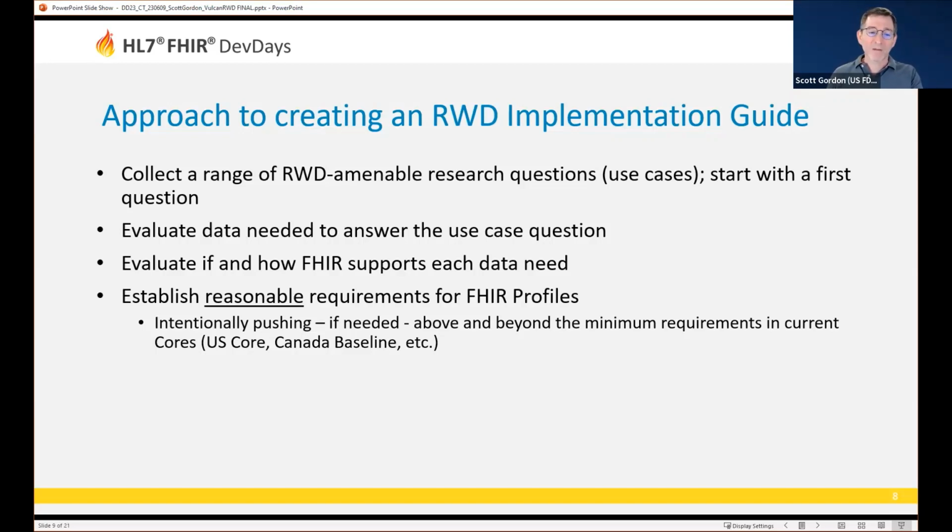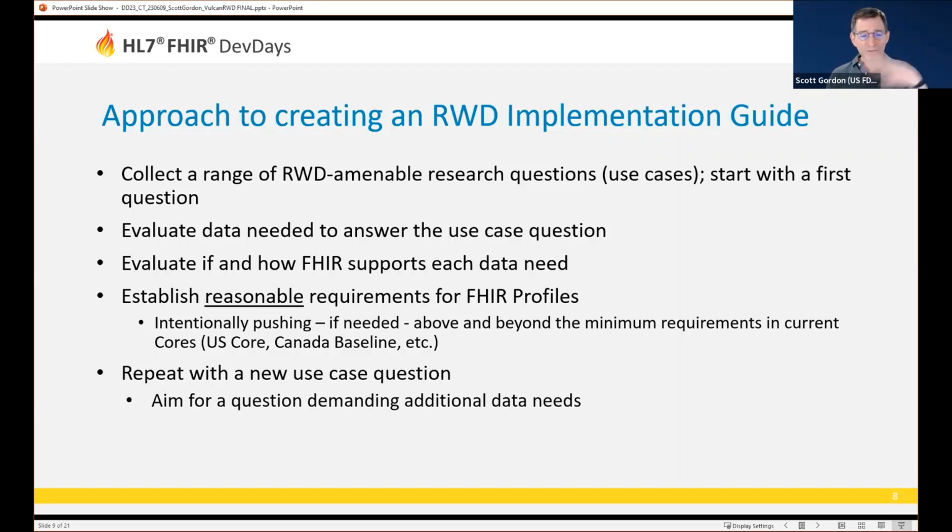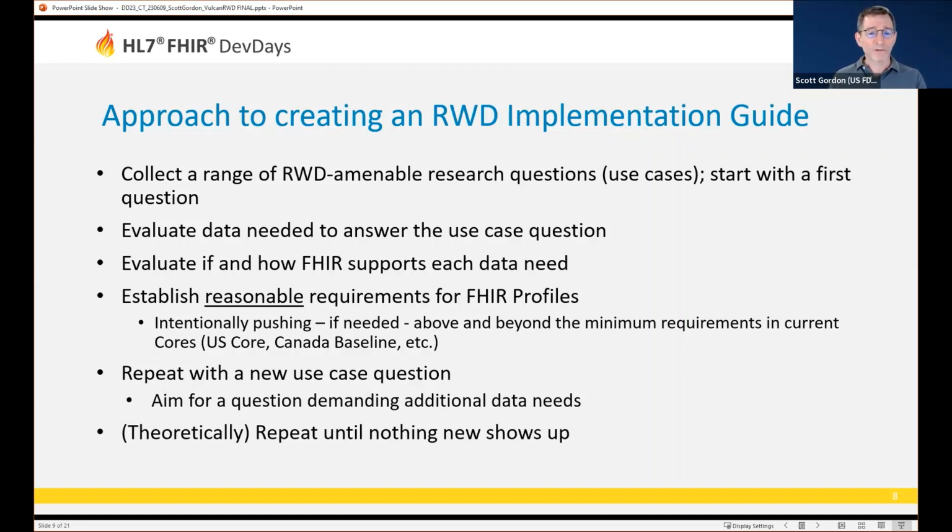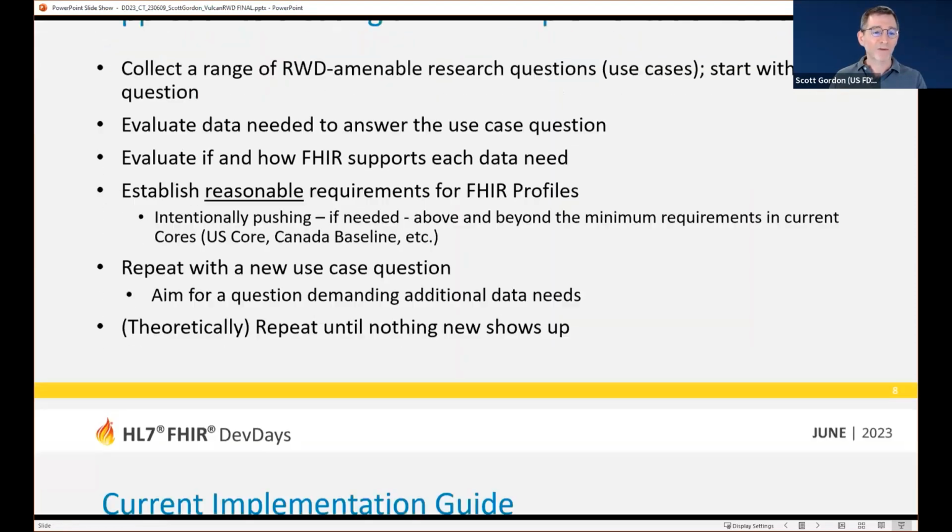It's just they may not be, in fact, they are not all currently required, even in some of the strictest required cores, such as US Core. But that was intentional. We want to push above and beyond what is currently the minimum requirements. And we have a justification for that from a research perspective. And then, as I said, we would sort of repeat. We repeated this a few times, and at this point, we've sort of taken a pause to take next steps before continuing the process.